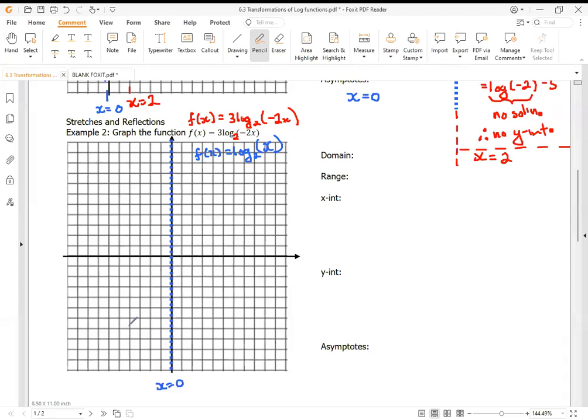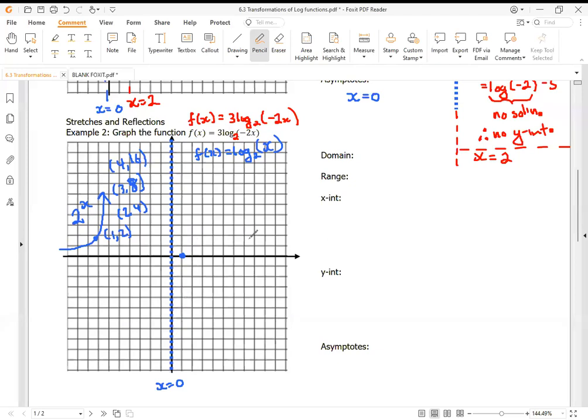Okay, without further ado, your asymptote, as you might have guessed, is still on the x-axis, and your x-intercept is going to be at (1, 0). However, think about what 2 to the power of x would look like. It would be (1, 2), (2, 4), (3, 8), and (4, 16).